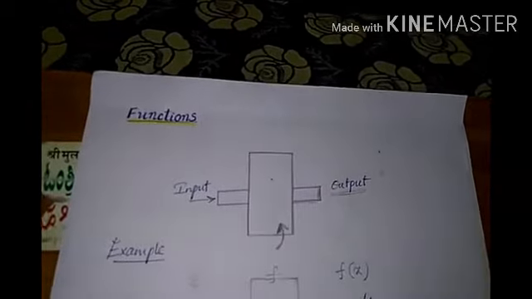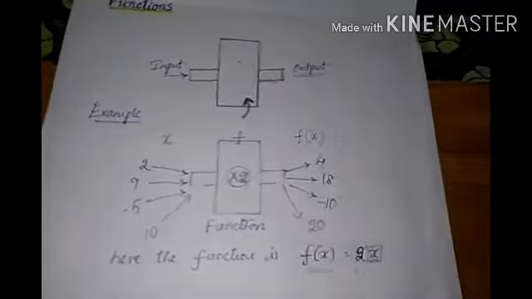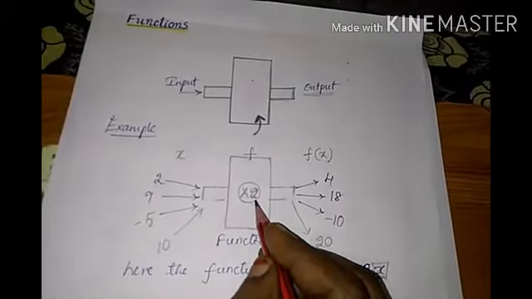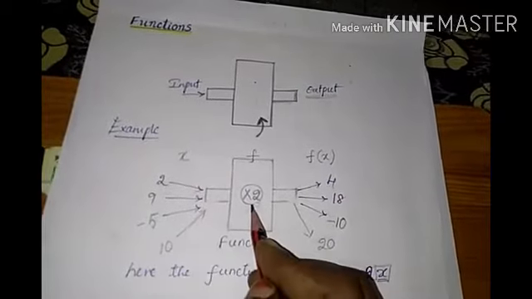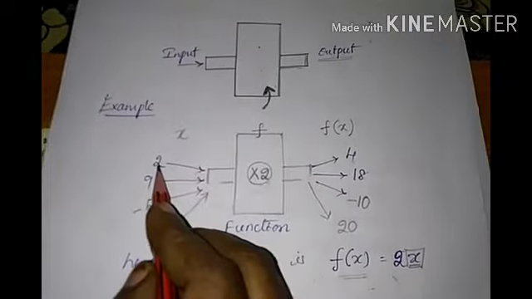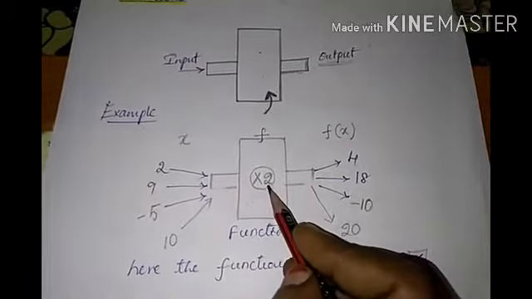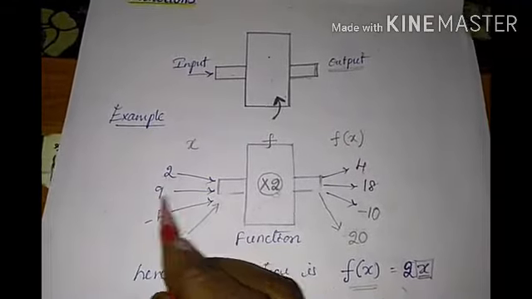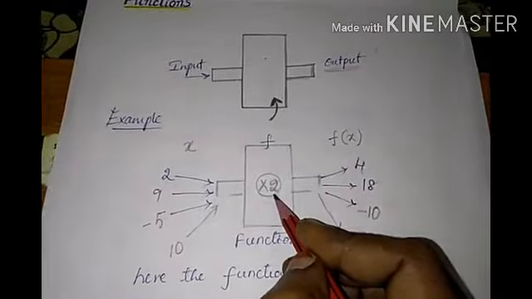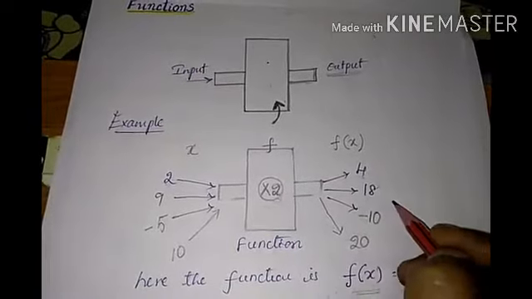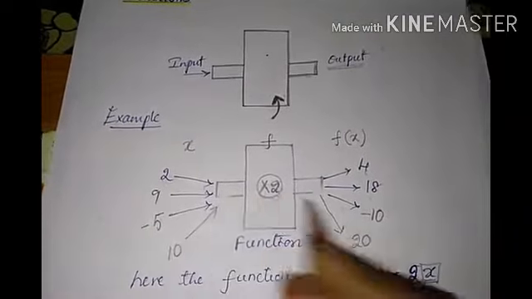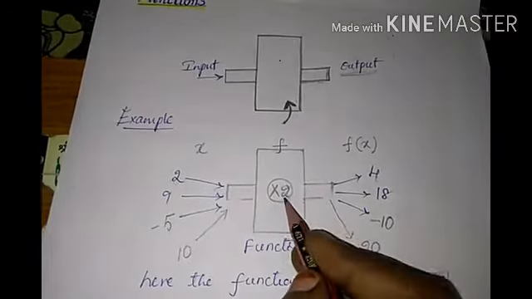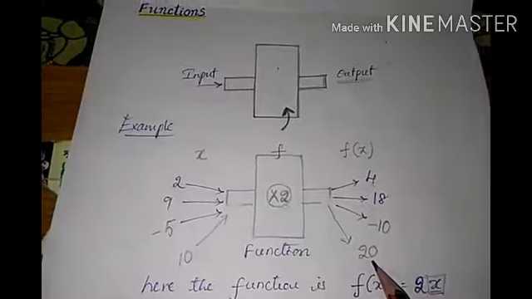Let us understand an example. The operation it does inside is to multiply every input with 2. Here I am giving 2 as input and it multiplies with 2 and gives output 4. When I supply 9 as input, it multiplies with 2 and gives 18 as output. If I give minus 5 as input, it gives minus 10. If 10 is input, it multiplies with 2 and gives 20 as output.